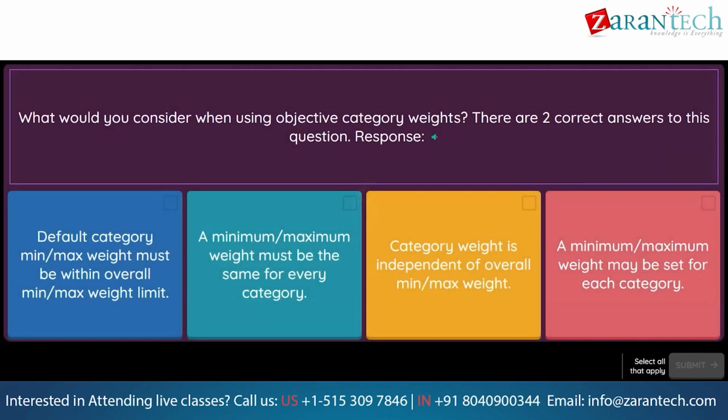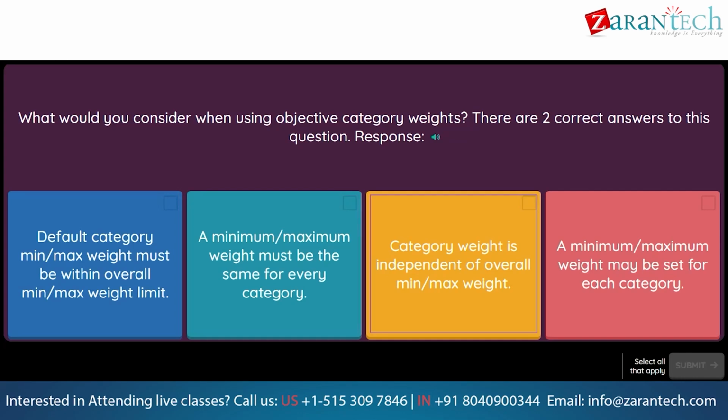Question: what would you consider when using objective category weights? There are 2 correct answers to this question. Response: Option 1, default category min/max weight must be within overall min/max weight limit. Option 2, a minimum/maximum weight must be the same for every category. Option 3, category weight is independent of overall min/max weight. Option 4, a minimum/maximum weight may be set for each category.